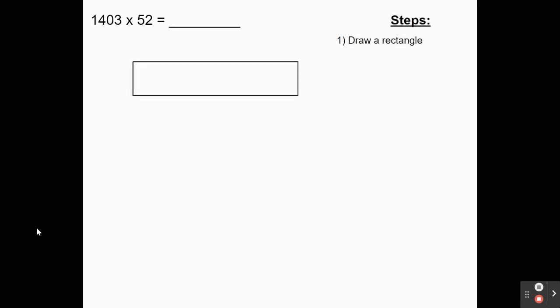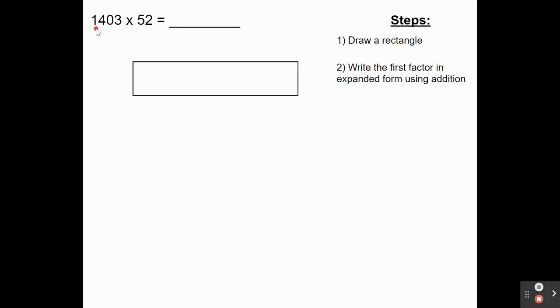Let's start by multiplying 1,403 times 52. The first step is to draw a rectangle. Then we're going to write the first factor in expanded form using addition. The first factor is this first number here, 1,403.